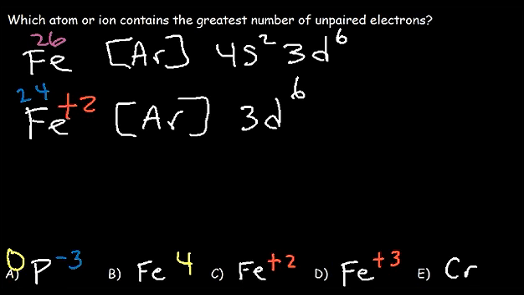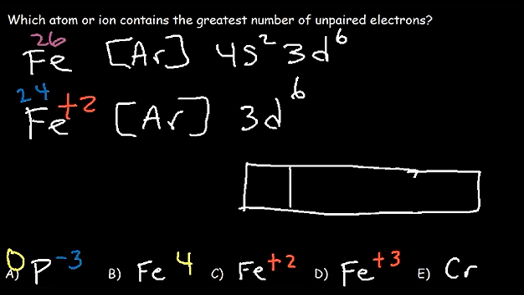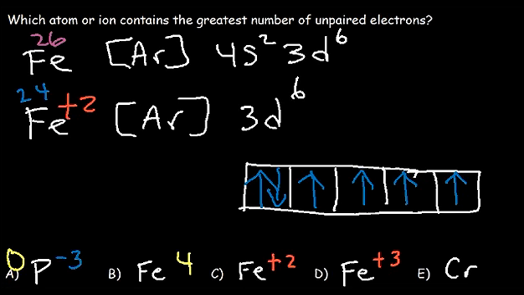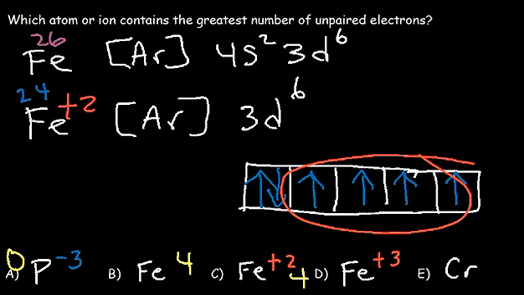So now that we have the configuration for the Fe plus 2 cation, let's draw the orbital diagram for the 3d sublevel. So in this case, we're going to have 5 boxes, and it's just going to be like Fe. Once we add the first 5 electrons, the next one is going to be paired. So as we can see, this one still has 4 unpaired electrons. So the Fe plus 2 cation is paramagnetic.